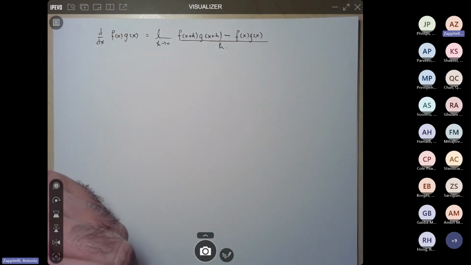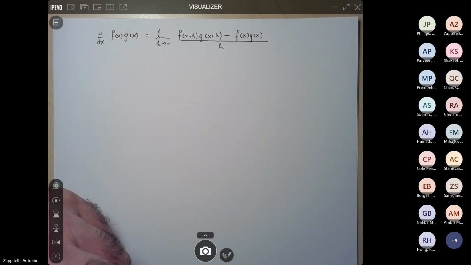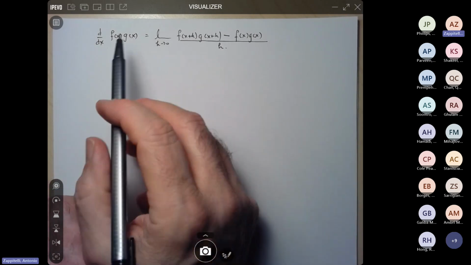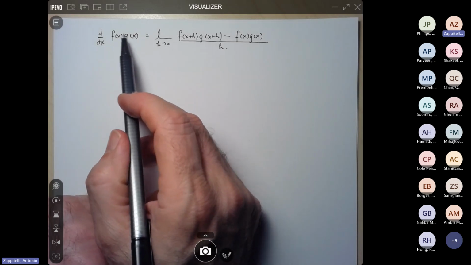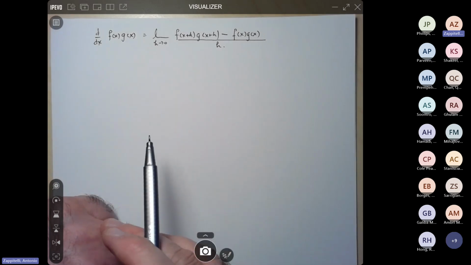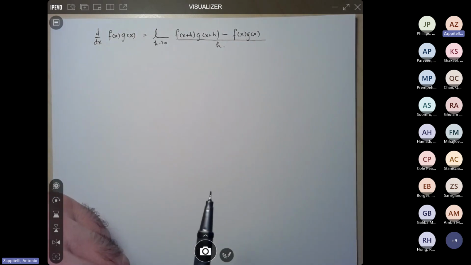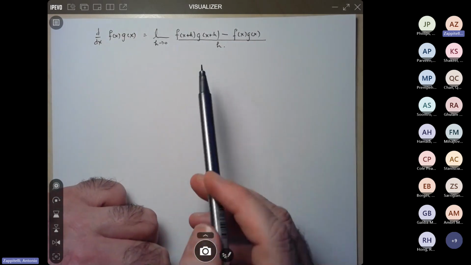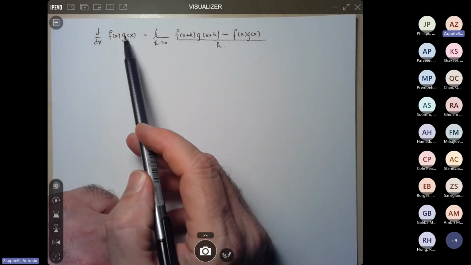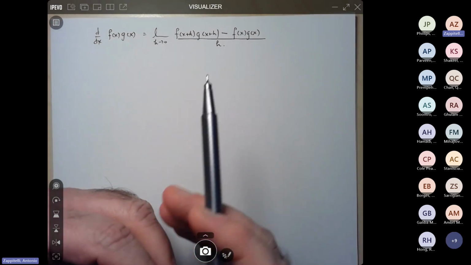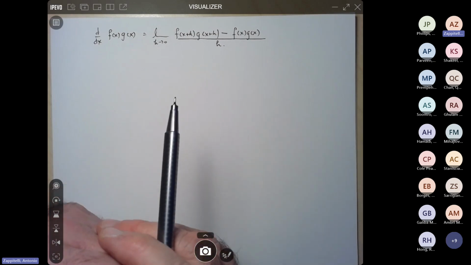Okay. Let's try to think about where we might want to head. All right. So I know that the derivative of f of x times g of x is not the product of the individual derivatives. But does it seem reasonable that whatever formula I come up with should have the derivative of f and the derivative of g as part of it? At least we would hope so. Okay, doesn't that make sense?